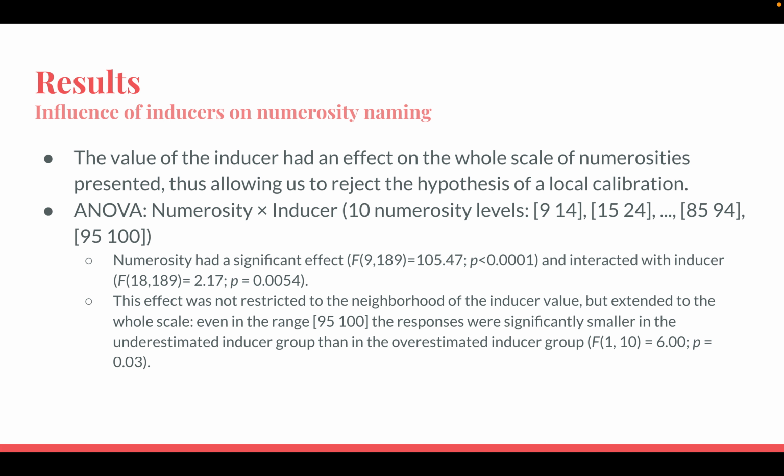They grouped stimuli into 10 numerosity levels and ran an ANOVA with factors of numerosity and inducer. Numerosity had a significant effect and interacted with inducer. Numerical responses grew more slowly in the large inducer condition. This effect was not restricted to the neighborhood of the inducer value, but extended to the whole scale, even in the range 95 to 100. The responses were significantly smaller in the underestimated inducer group than in the overestimated inducer group.